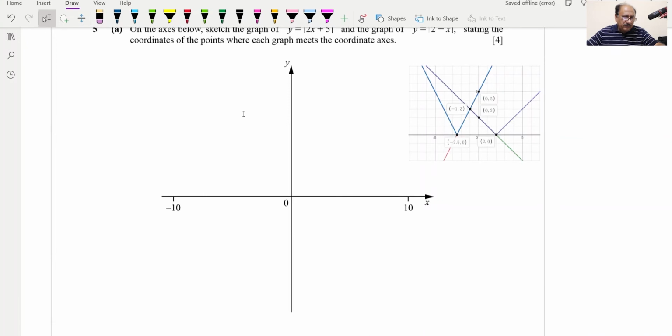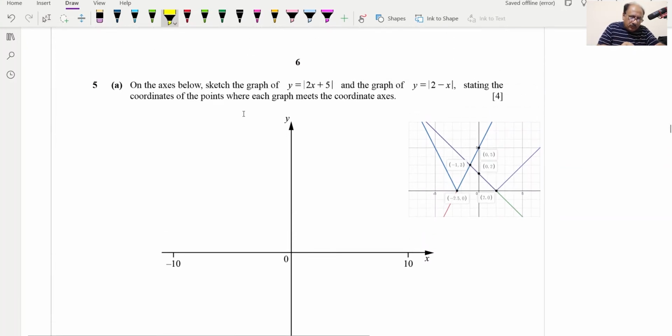Question number 5 says, on the axes below, sketch the graph of y is equal to mod of 2x plus 5 and the graph of y is equal to mod of 2 minus x, stating the coordinates of the points where each graph meets the coordinate axes. This is a 4-mark question. So how can we solve this?